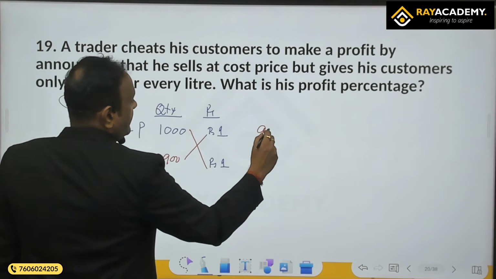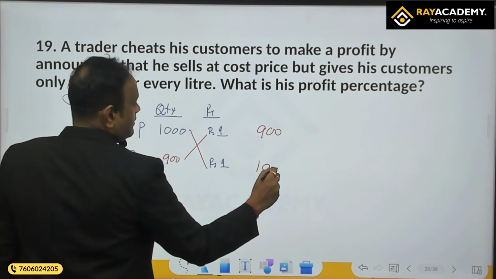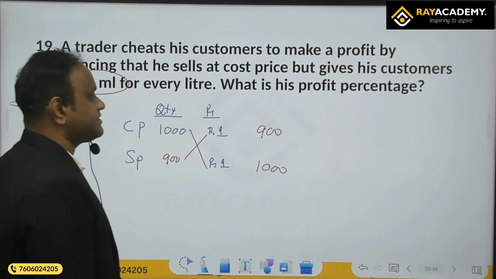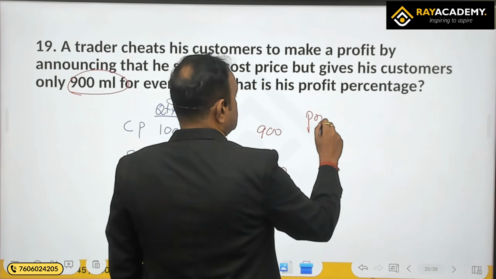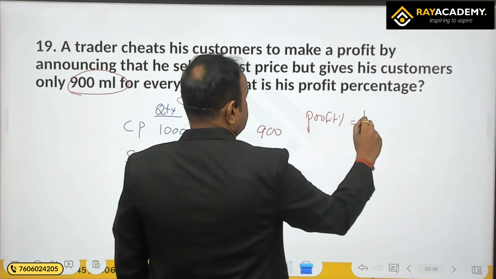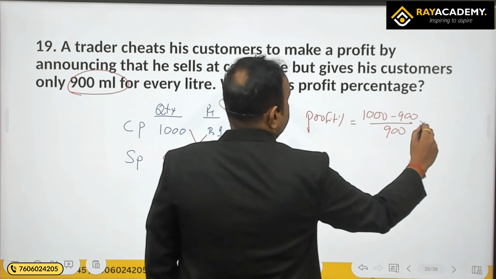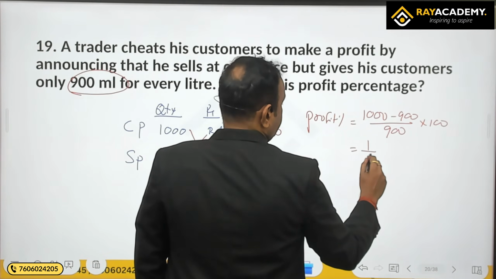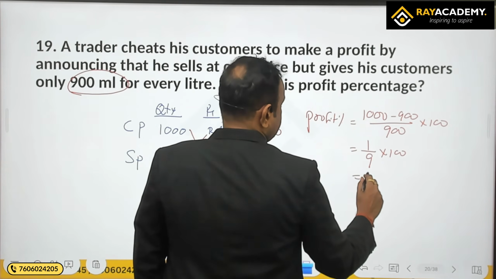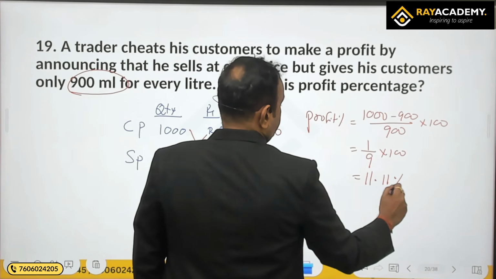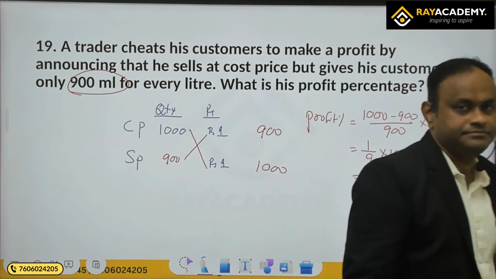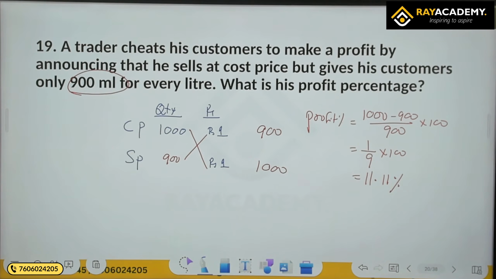On cross multiplication this becomes 900 and this becomes 1000, so there is a profit percentage. Profit percentage is (1000 minus 900) divided by 900 into 100, so it is 1 by 9 into 100, that is 11.11 percentage. So for every question you can use the cross multiplication method.